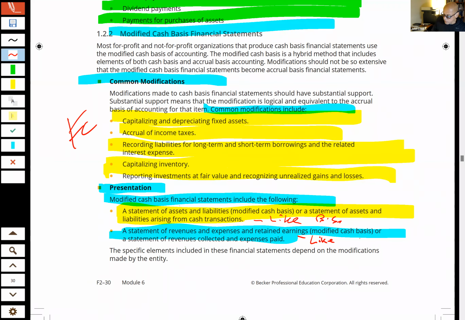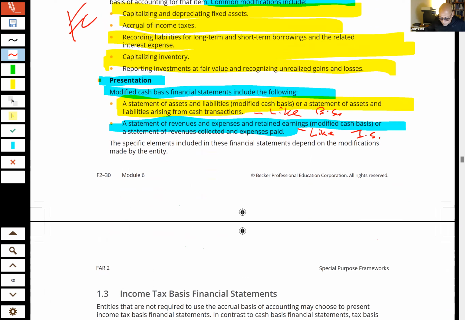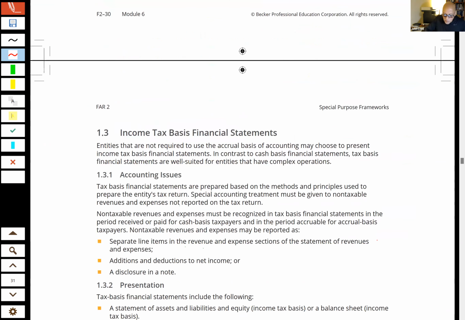The main thing there, guys, is be careful. Don't use the GAAP titles. Don't call it balance sheet. Don't call it income statement. It's got to be something more descriptive that calls out, hey, we're using cash or we're using modified cash basis. Income tax basis is another thing that we can use.